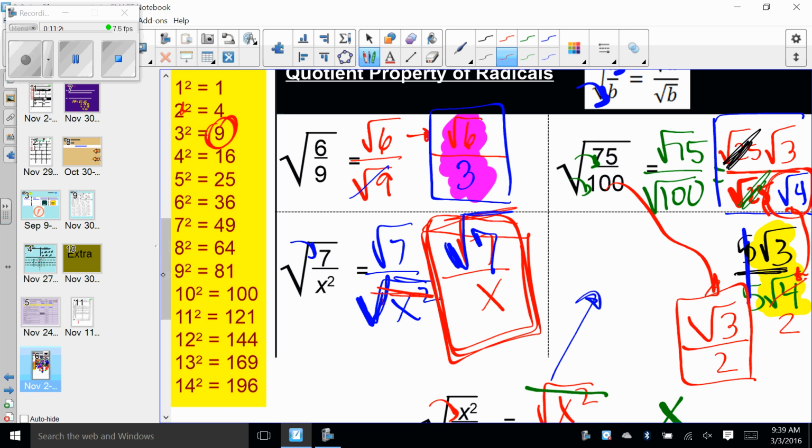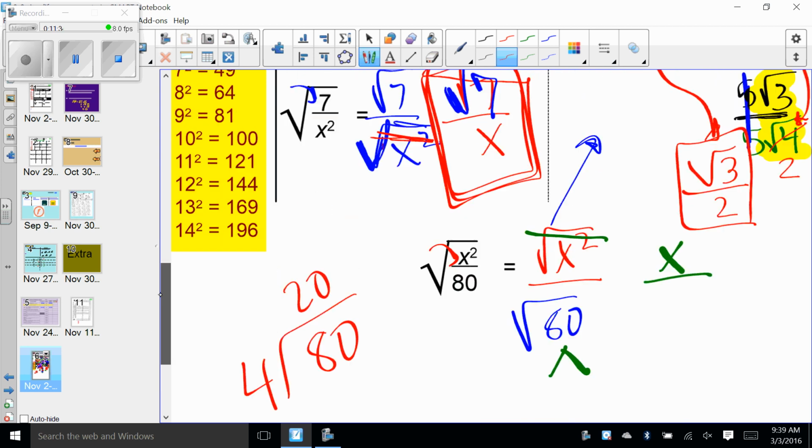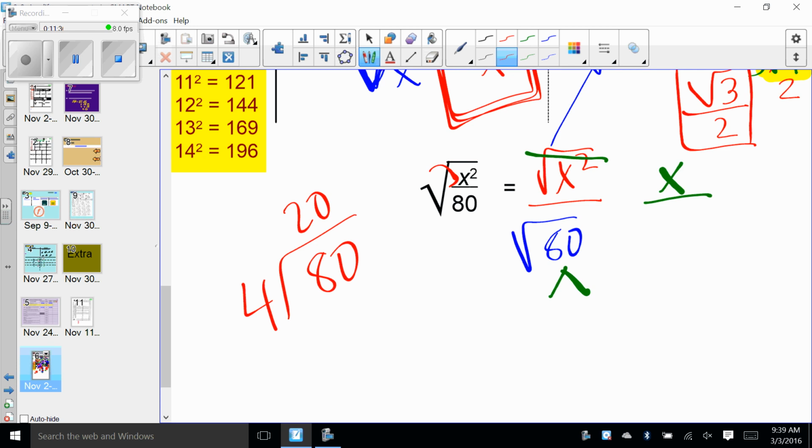Does 4 go into 80? Yeah, 4 goes into 80. So 4 goes into 80 how many times? 20 times. 4 goes into 80 20 times. You might need your calculator for that. I don't know what I was thinking there, but sorry about that. So we've got square root 4 times square root 20. Oh, man, I'm backing up here. Sorry, guys, about this. Let me start over.